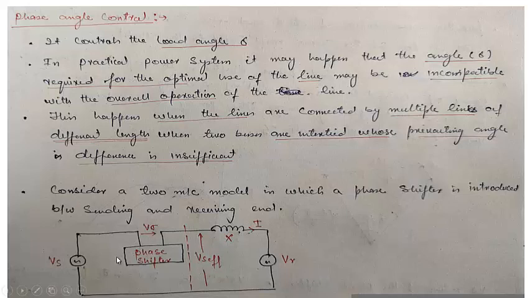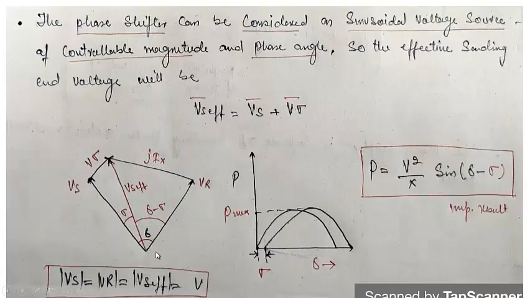A phase shifter is introduced like this in series with the line or in series with the voltage source, so that the voltage that is seen by the receiving end, now the new or effective sending end voltage, will be equal to Vs plus V sigma, that is the voltage that is injected in series with this Vs. So in the two machine model, here a phase shifter is introduced between the sending end and the receiving end, but it is usually connected at the receiving end.